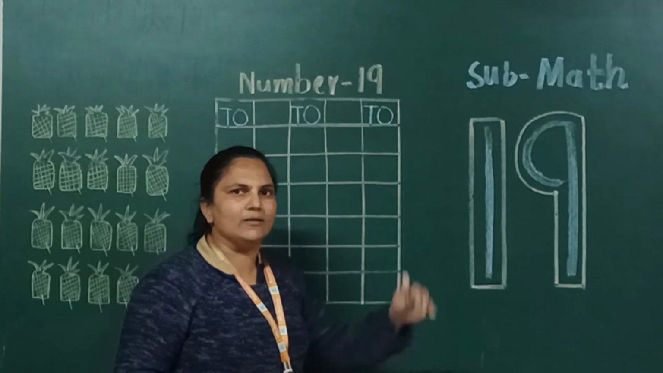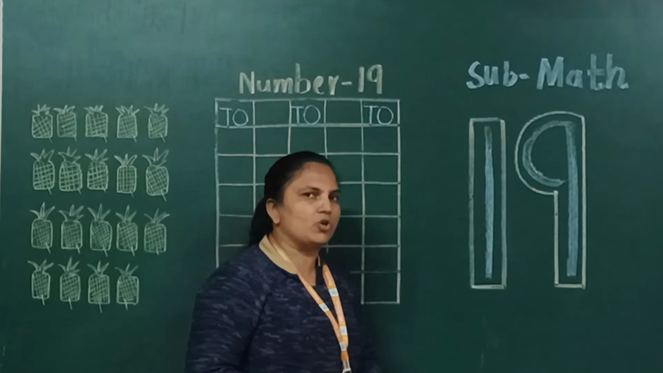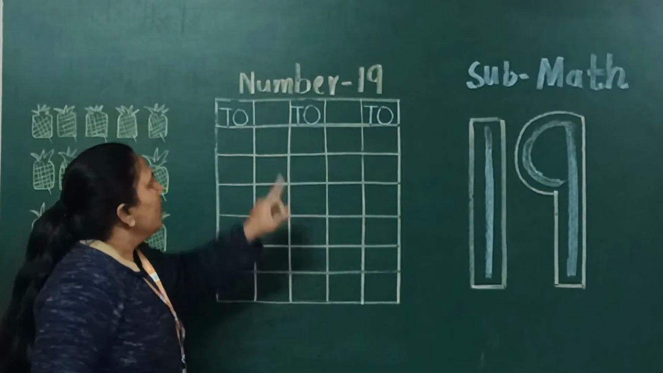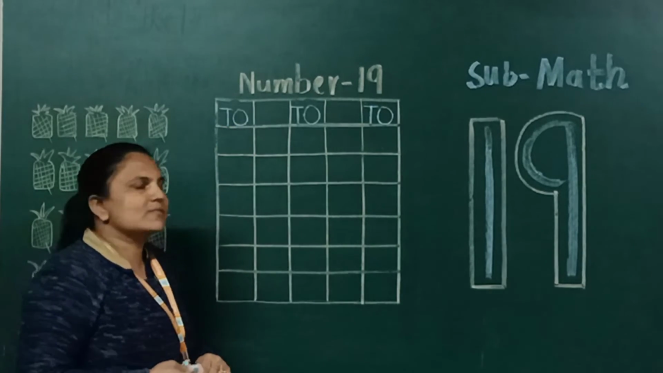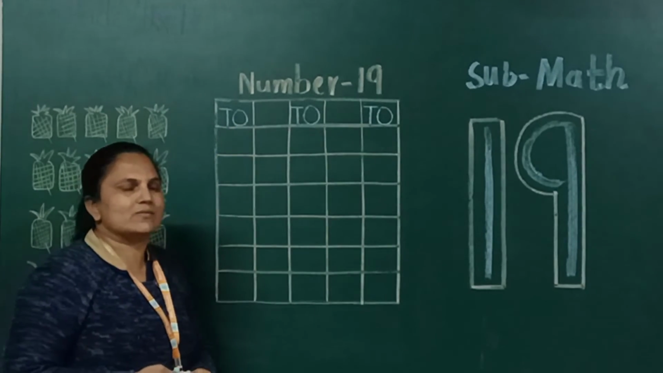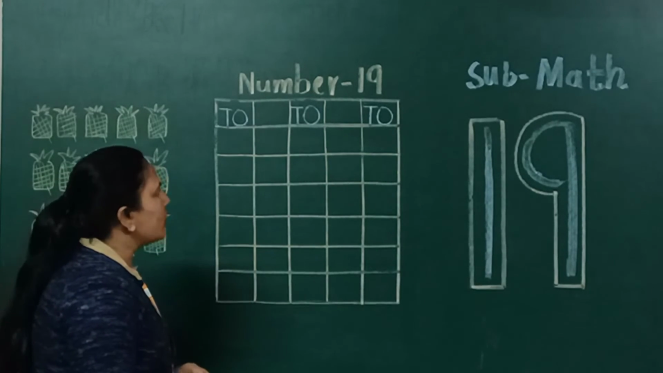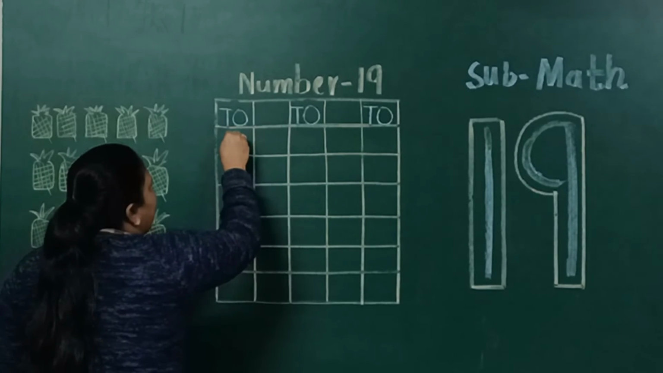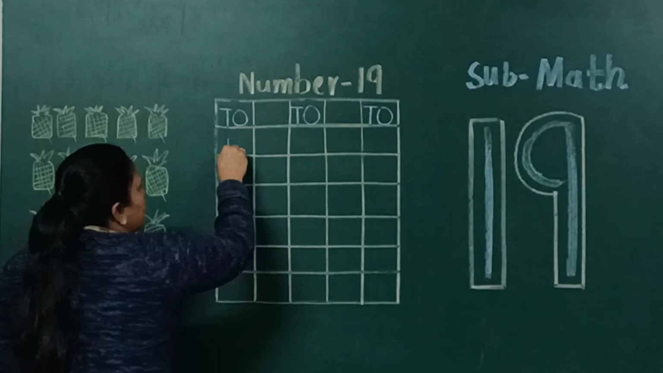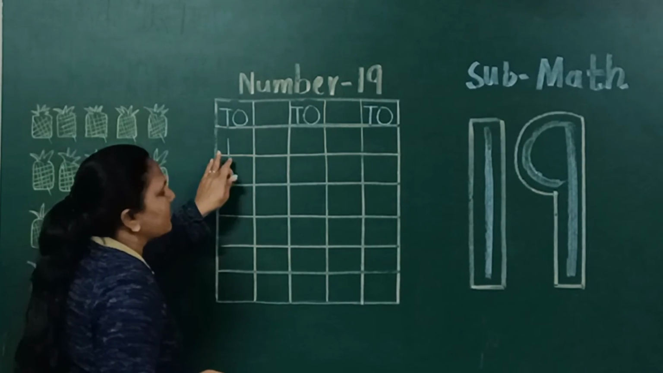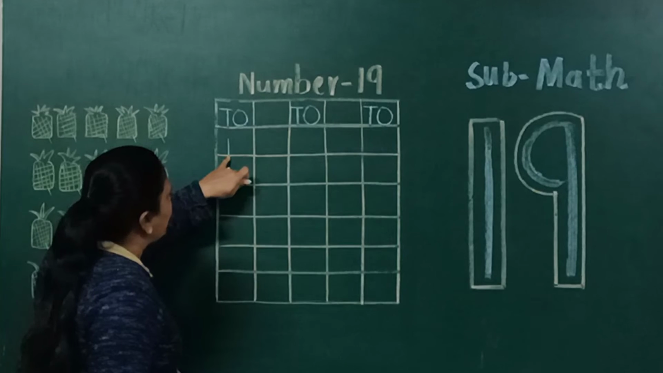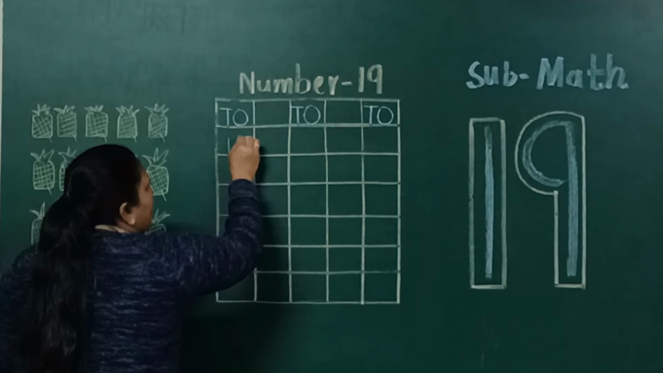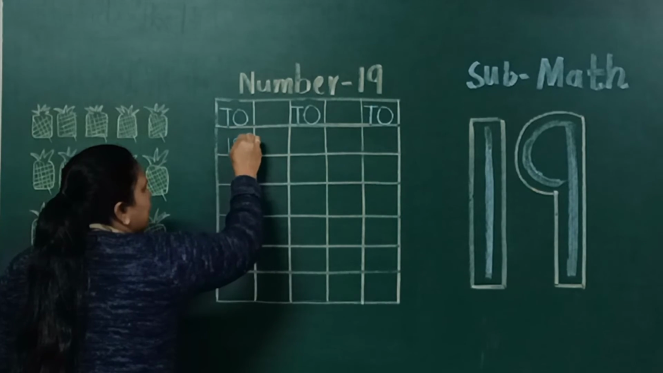First 1, 9, 19. Got it? Now we will start writing part on this page. T says thanks. O says once. Okay. So first what we will do? First put your pencil in this box and we write 1. And you have to touch the bottom line. All numbers you have to touch the bottom lines. Okay. And then we will write 9. Cup and standing.